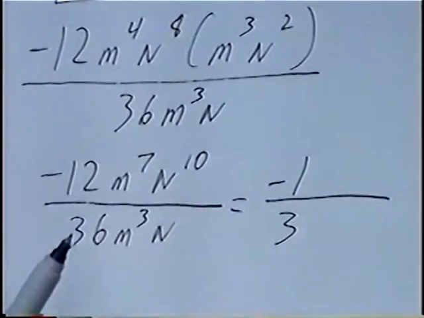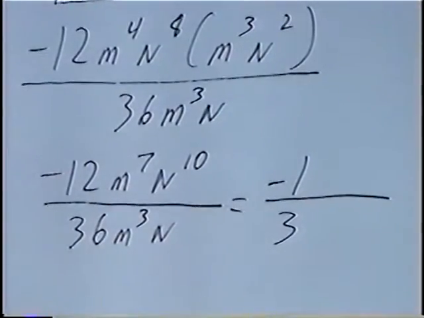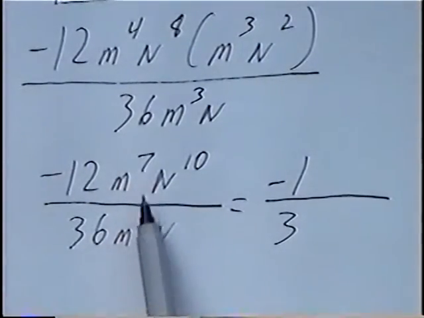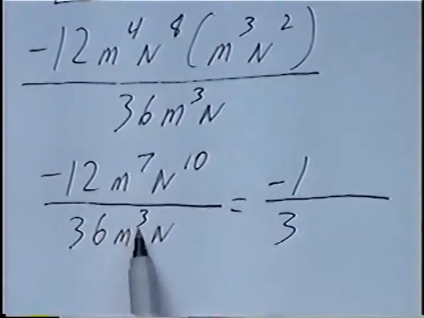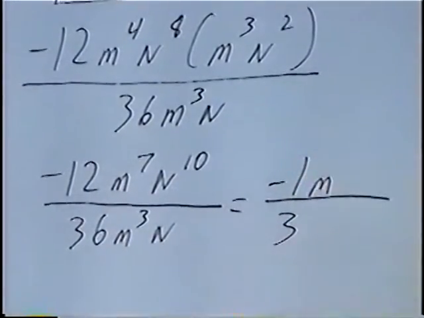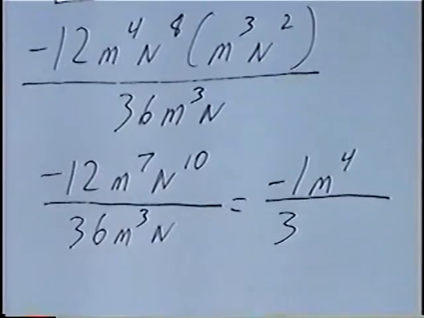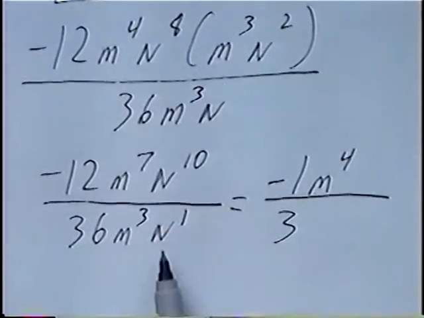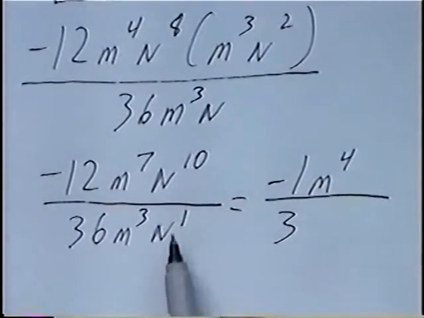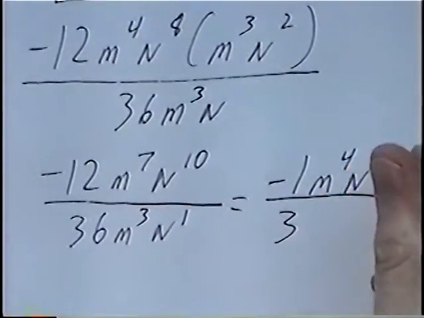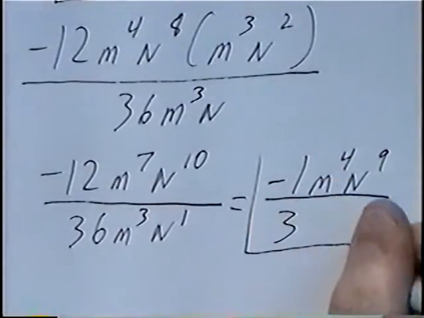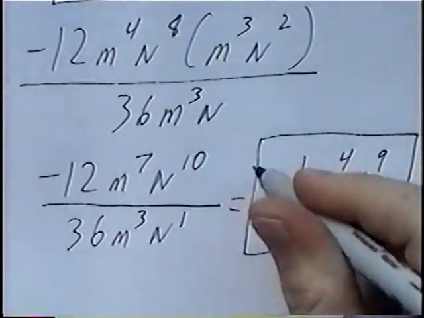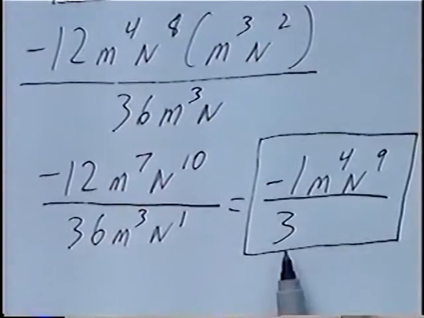Dividing, if we have the same base, both m's, looking back at the formulas, we can subtract exponents. 7 minus 3 will give us m to the 4th power. And subtracting the n exponents, n to the 10th divided by n, or we can make it n to the 1st power, 10 minus 1 will give us n to the 9th. So our final answer, -1, m to the 4th, n to the 9th, over 3.